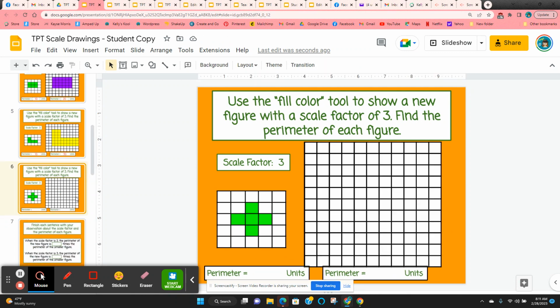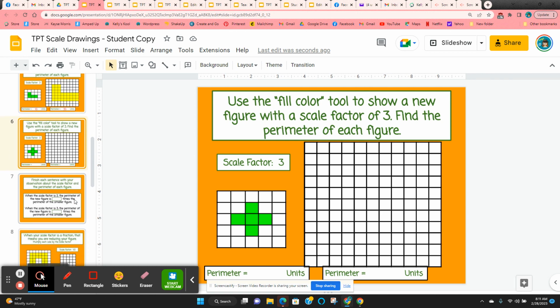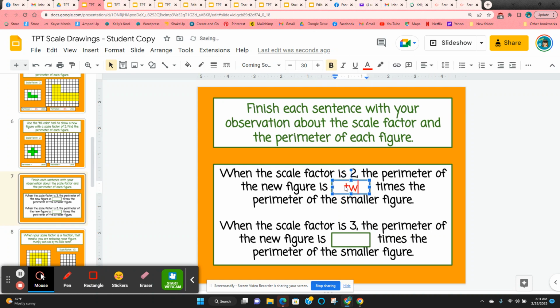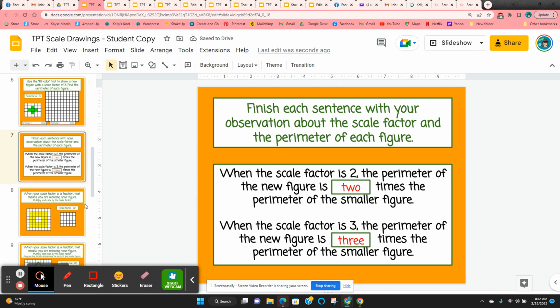And they get a different figure here. They're going to do the same thing. And then they're going to fill out a couple of sentence frames here. When the scale factor is 2, the perimeter of the figure is 2 times the perimeter of the smaller figure. And if the scale factor is 3, the perimeter of the new figure is 3 times. But just to reinforce that to the students.